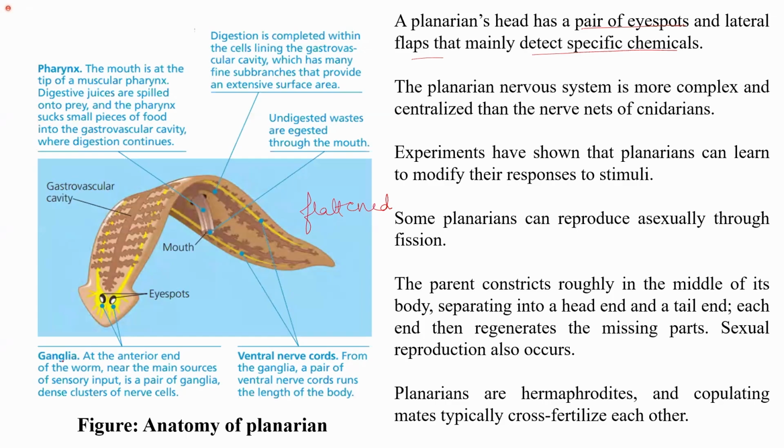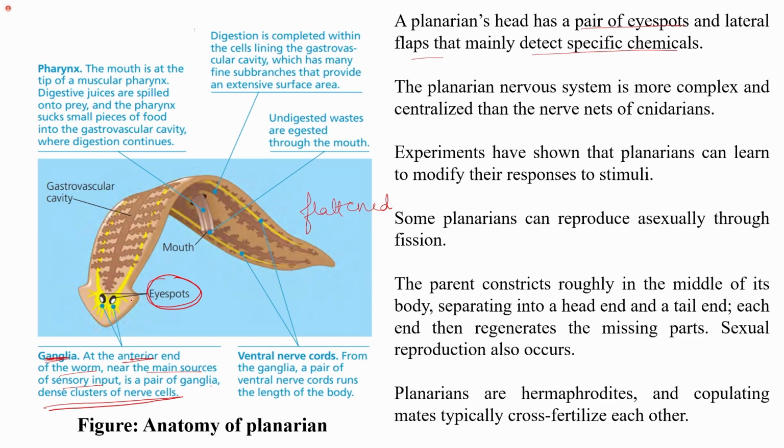And above the eye spots, they have ganglia. At the anterior end of the worm, near the main source of sensory input, a pair of ganglia, which is a dense cluster of nerve cells, is present that helps in sensing particular chemicals. The planarian nervous system is more complex and centralized than the nerve nets of the cnidarians. In cnidarians, we learned that they do not have a well-defined nervous system, they just have nerve nets. While in planarian, the nervous system is a little more complex and it is centralized.